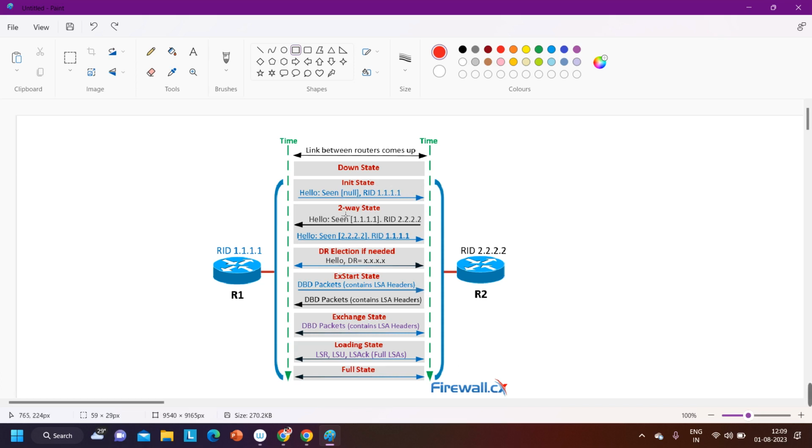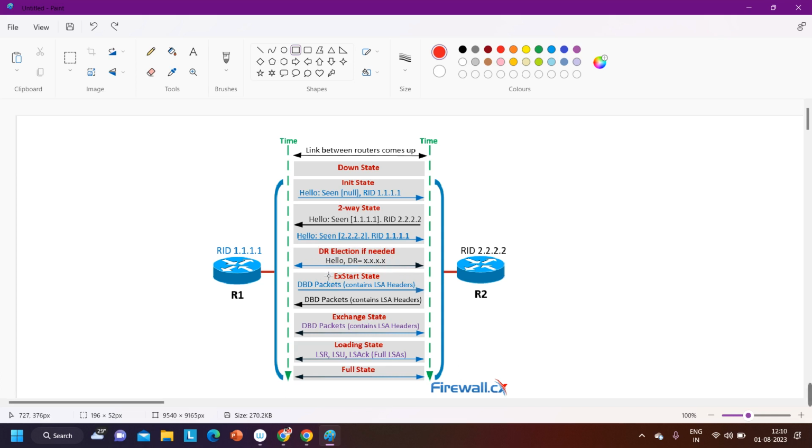After that, in two-way state, DR and BDR election will happen, if needed. We will see the concept of DR and BDR later, but keep this in mind: DR and BDR election is required in two-way state only.